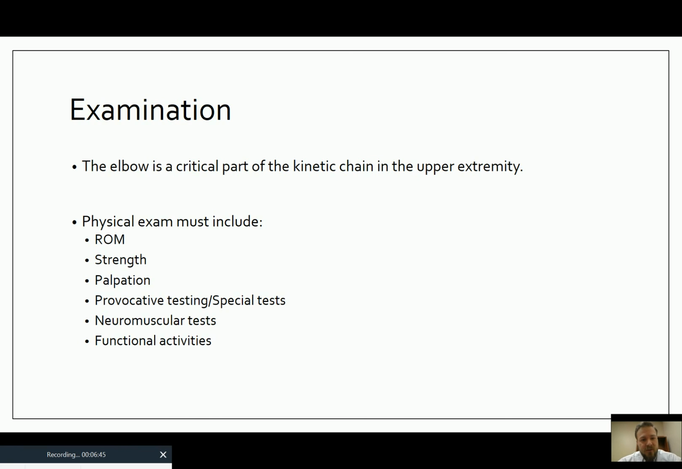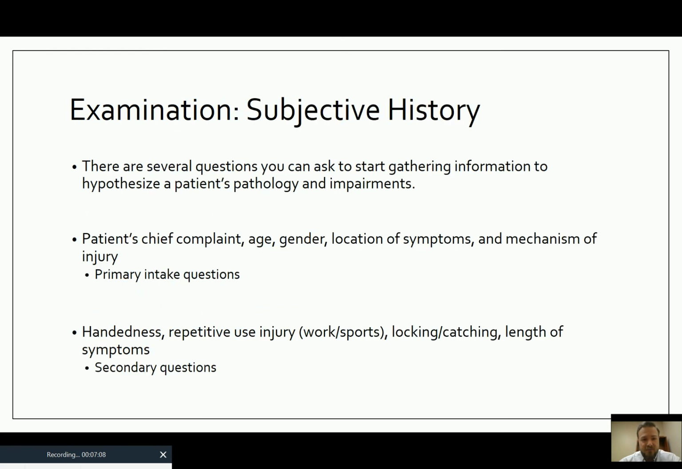Your physical exam, just like everything else, must include the following: range of motion, strength, palpation, provocative testing or special tests, neuromuscular tests, and then functional activities. The functional activities, we would group those as functional tests, something that you can measure, that you can test again later to see if your patient has improved in their own function.